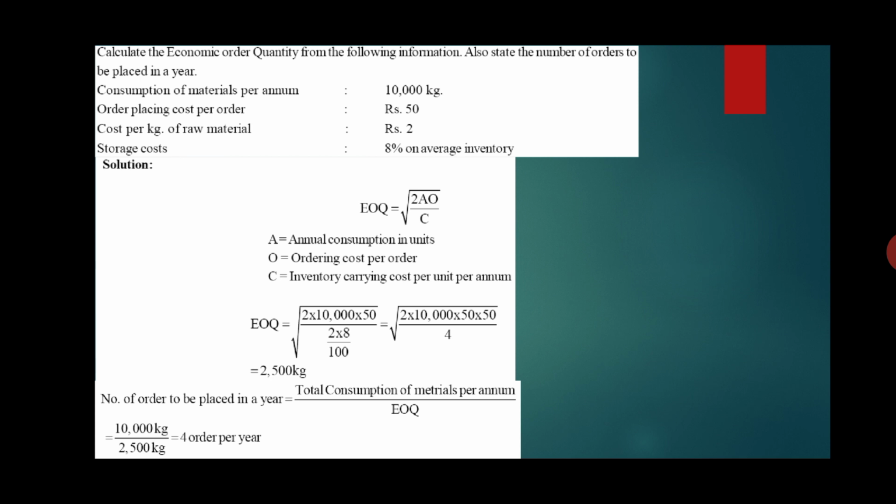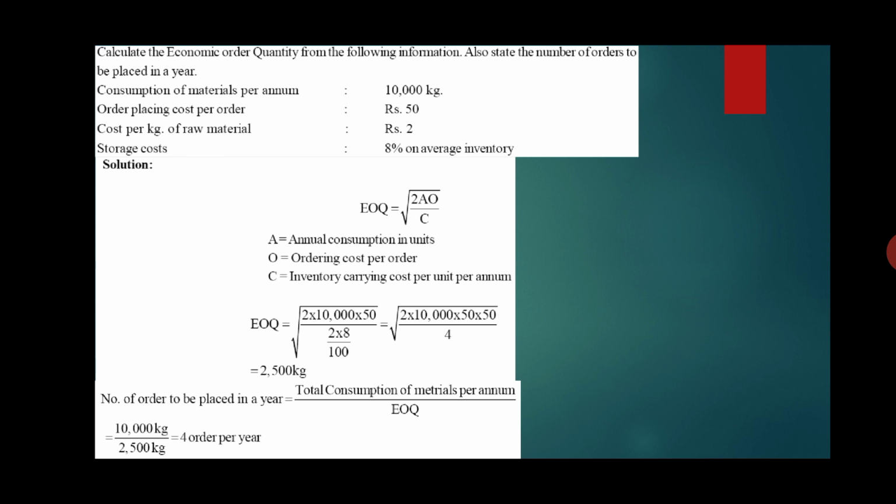You can use the formula. So EOQ equals the square root of 2 multiplied by A. A is 10,000. O is 50 rupees cost per order, divided by carrying cost. Carrying cost, another name is storage cost, which is 8%. So 8% of the cost of 1 unit, so 8% of 2 in the denominator. So 2,500 units is the EOQ.